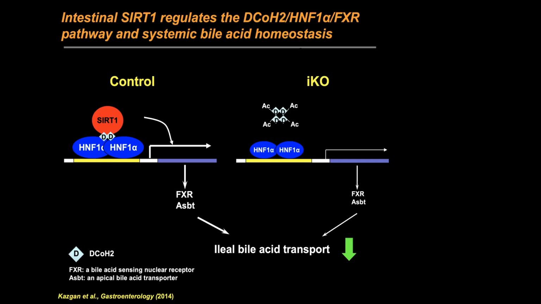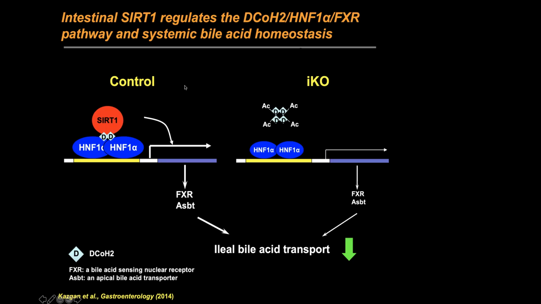So we figured out that SIRT1 actually is able to regulate bile acid metabolism through transcriptional regulation of FXR, which is a master regulator of bile acid metabolism, as well as ASBT, which is the apical bile acid transporter. So we found that this impact of SIRT1 is through an upstream transcription factor called HNF1 alpha, as well as its dimerization factor called DCoH2.